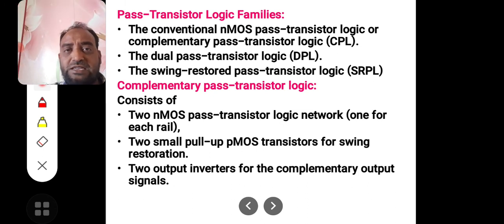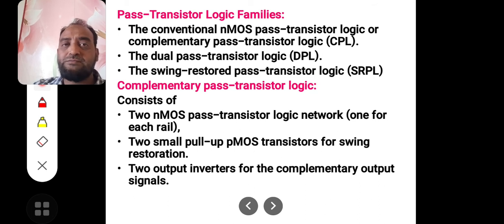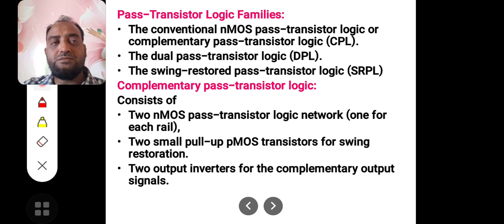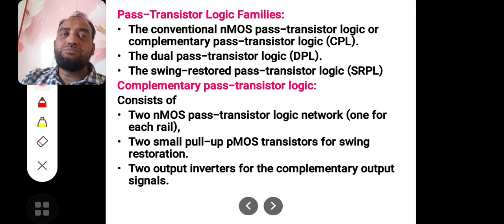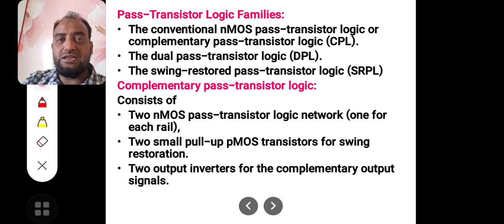Coming to the pass transistor logic families, besides the regular NMOS pass transistor logic, there is complementary pass transistor logic, in short CPL. Next is dual pass transistor logic, DPL. CPL, DPL, and SRPL are the 3 different pass transistor logic families. SRPL is swing restored pass transistor logic. So CPL is complementary pass transistor logic, DPL is dual pass transistor logic, and SRPL is swing restored pass transistor logic.